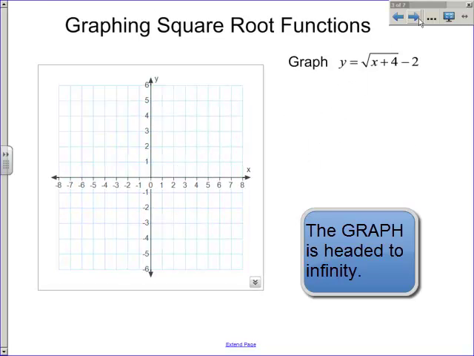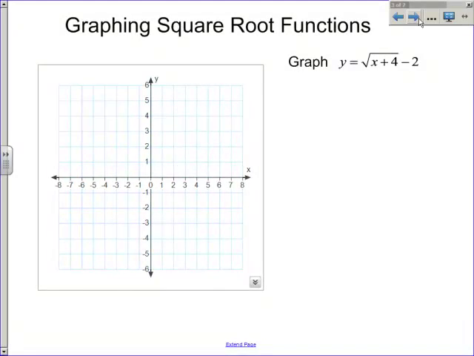All right, a little tougher here. Now let's graph y is equal to the square root of x plus 4 minus 2. First thing I want to remind myself, the domain is going to take whatever is underneath the radical and set it greater than or equal to 0. X plus 4 is greater than or equal to 0 tells me x is greater than or equal to negative 4. And this time my domain is going to go from negative 4 to infinity.